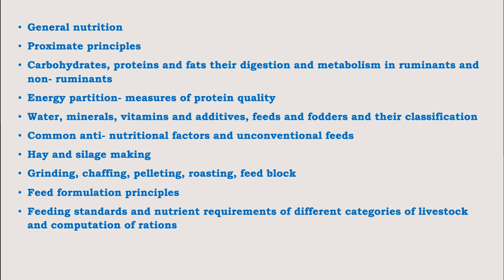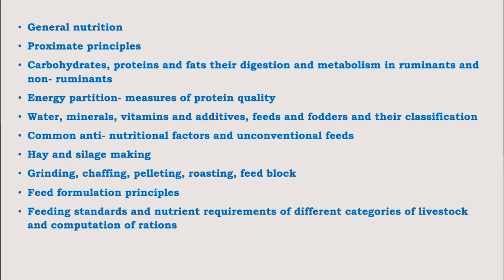Then the next chapter is the proximate principles. Then carbohydrates, proteins, and fats, their digestion and metabolism in ruminants and also non-ruminants. Then the next chapter is energy partition, measures of protein quality. The next is the requirement of water as a nutrient, minerals, vitamins, feed additives, feeds and fodders and their classification.